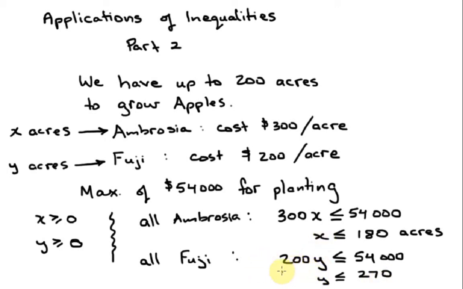I'm just going to clear the page here. So what do we have for our restrictions? On the one hand, X has to be greater than or equal to 0. Y has to be greater than or equal to 0. We also have X has to be less than or equal to 180. And Y has to be less than or equal to 200. And it's 200 because that's how many acres we have. Okay, so that's some of my inequalities.